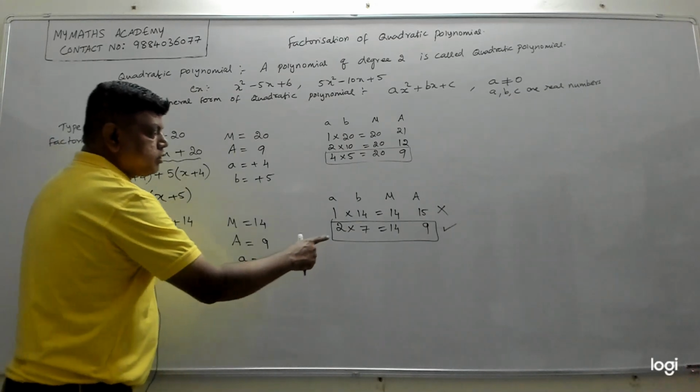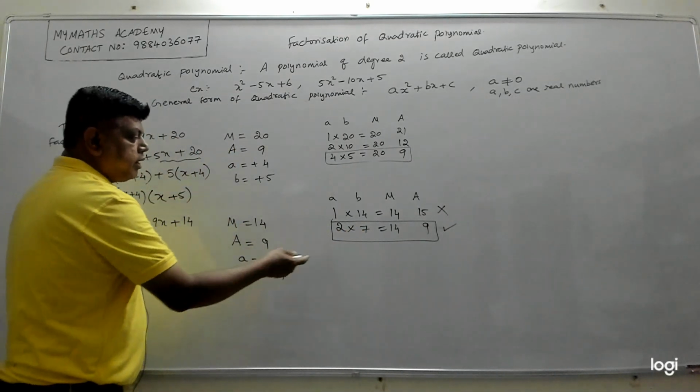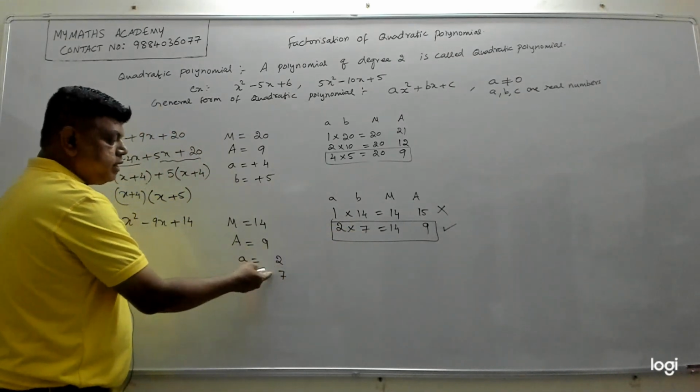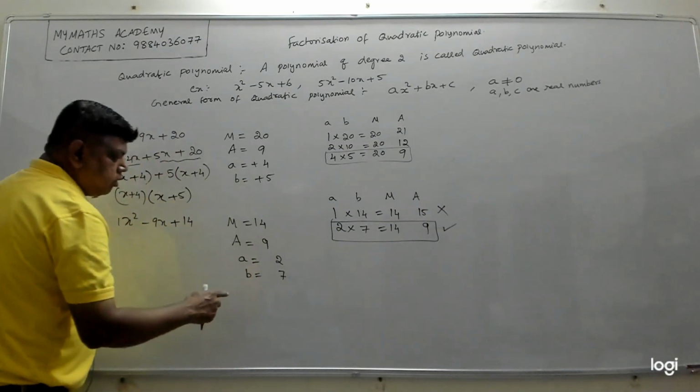Now what are the two numbers? The two numbers are 2 and 7. So A is 2, B is 7. You can take A as 7, B as 2 also. You can interchange and write also. Doesn't matter. Right?